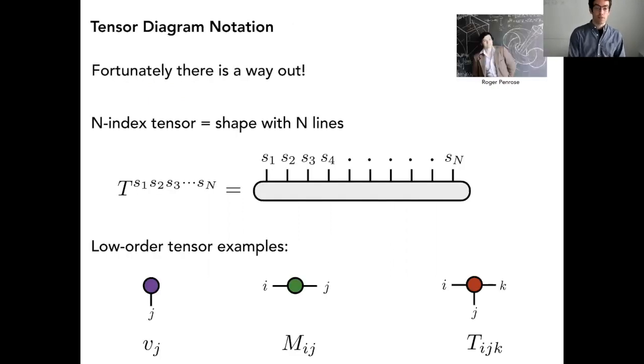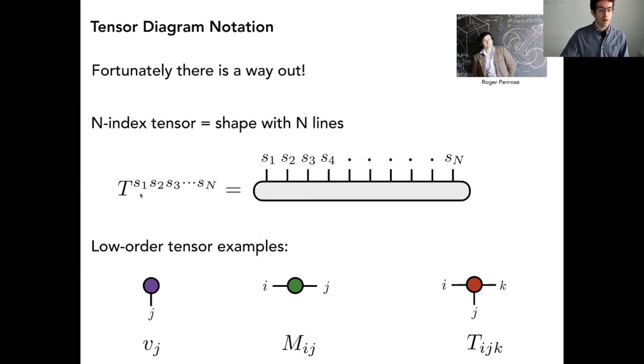So fortunately, there's a way out thanks to one of this year's Nobel Prize winners, Roger Penrose, who devised this really nice notation called tensor diagram notation, which I'll use basically exclusively the rest of the talk. So let me make sure you are up to speed on that notation. It looks like drawings, like schematics, but they're actually rigorous notation of mathematical objects and sums.